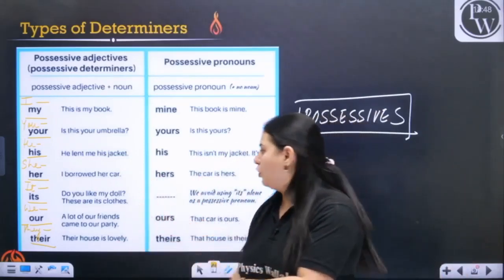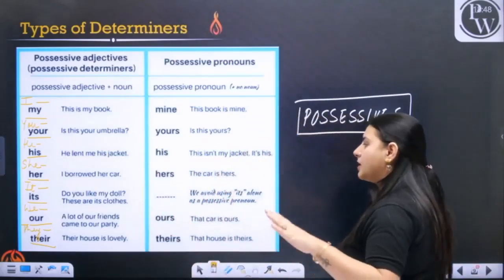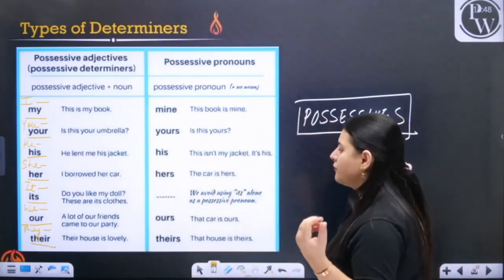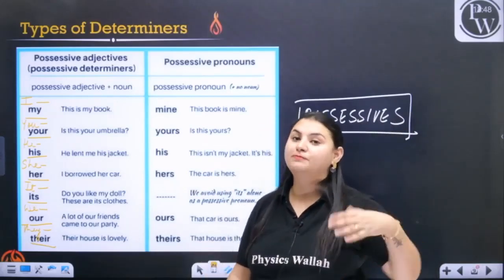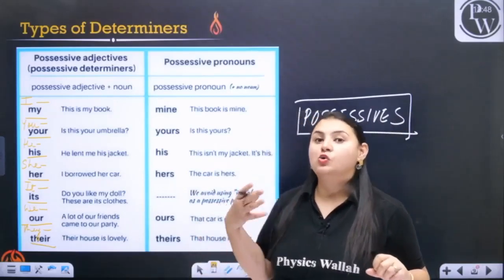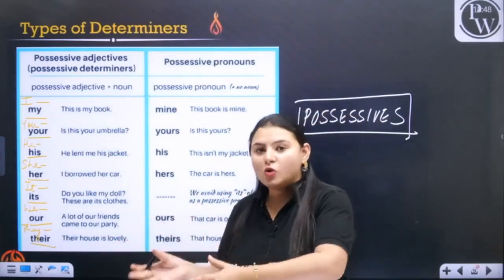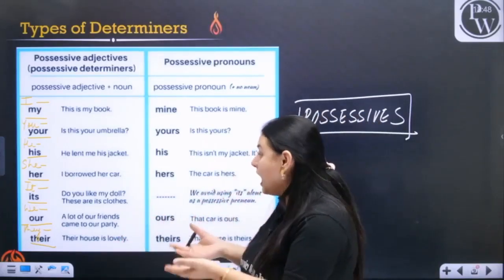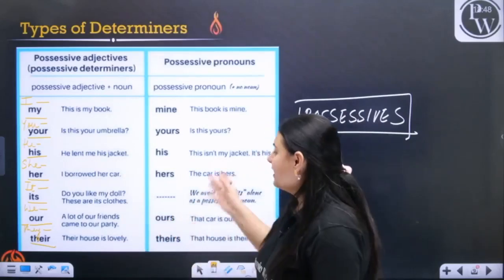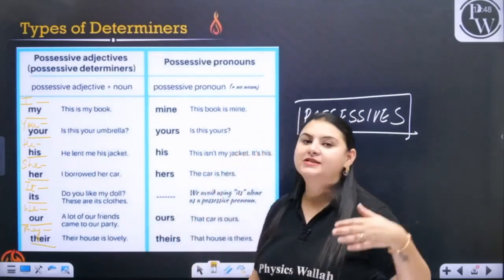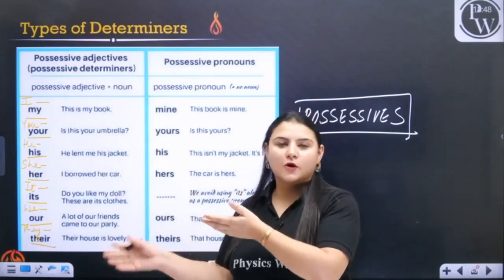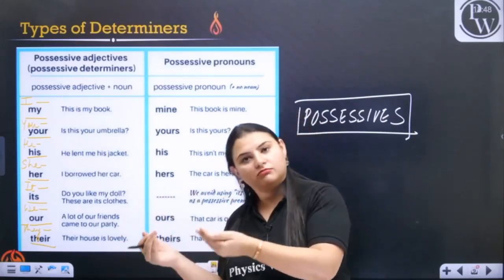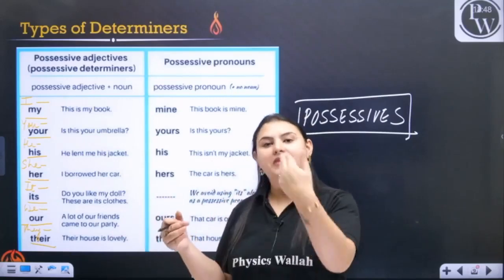It's with it. We becomes our. A lot of our friends came to our party. Now whose friends are those? Our. A lot of our friends. Their house is lovely. They becomes their, who are actually the owners of that house. So, their house.